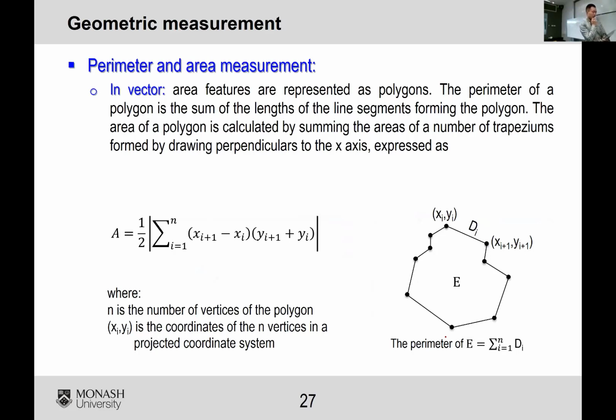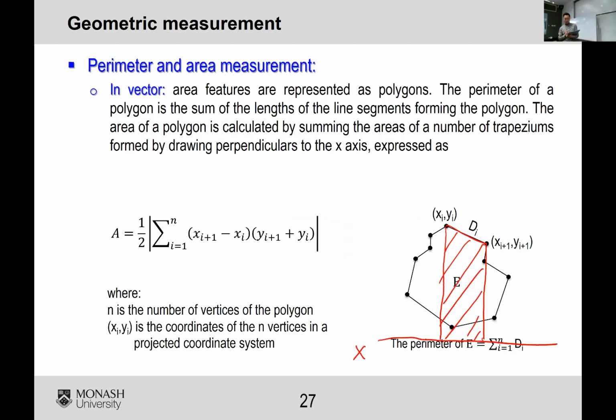Now for measuring the perimeter and area, it's also different in vector and raster data. In vector data, the perimeter is very easy: basically, again, the sum of all these line segments. And the area is calculated by summing the areas of the trapezoids. If we have a line segment here, we draw vertical lines to the x-axis and calculate the area of this trapezoid.